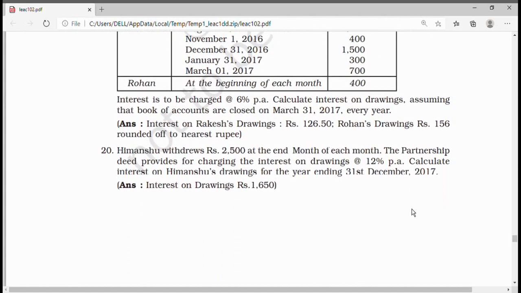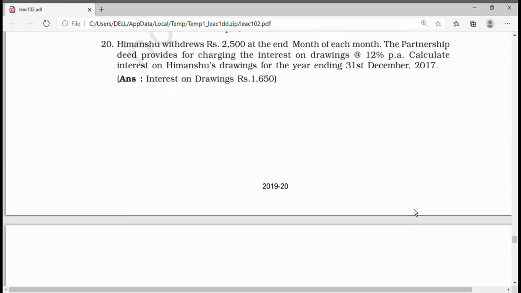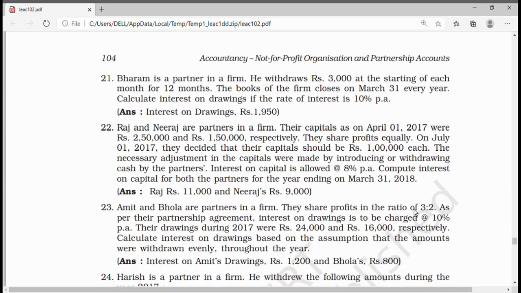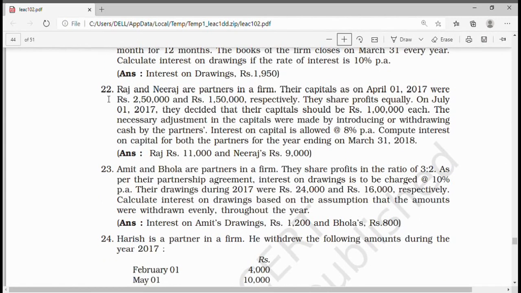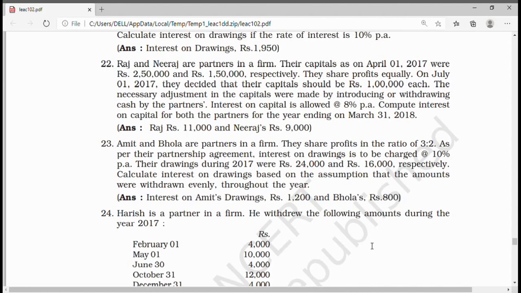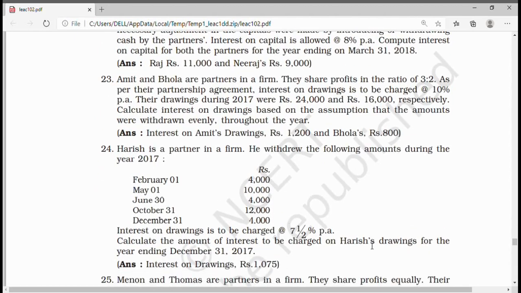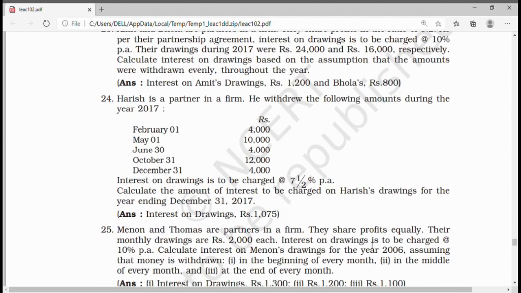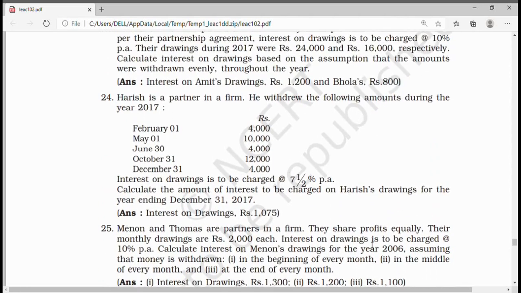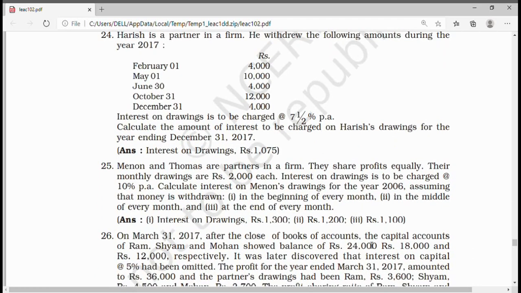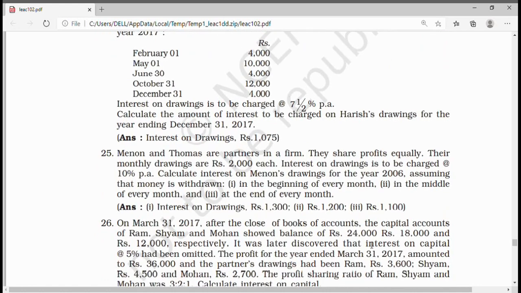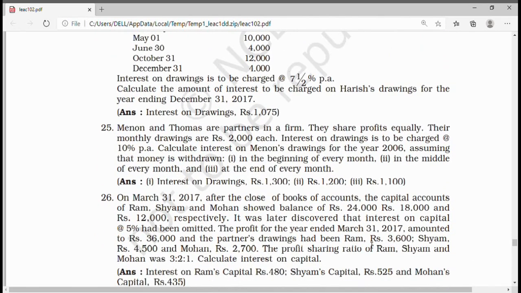And after that we have a few more questions: 21, 22, 23, 24, to complete till 26. You have to solve them, so take your time, there is no problem.